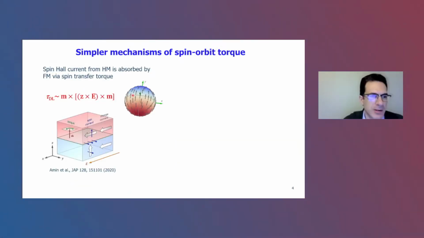There are a couple of simple mechanisms that are well known for the spin-orbit torque. So one is the spin Hall current, which is generated from the heavy metal and gets absorbed by the ferromagnet, which leads to this kind of angular dependence. This is called a damping-like torque, and its angular dependence looks like this.